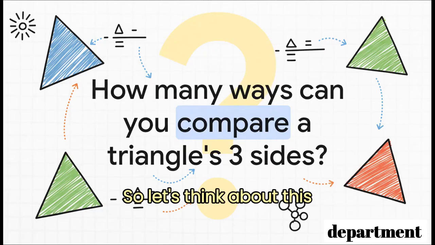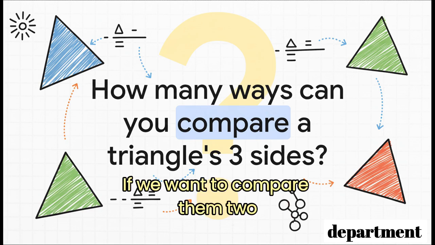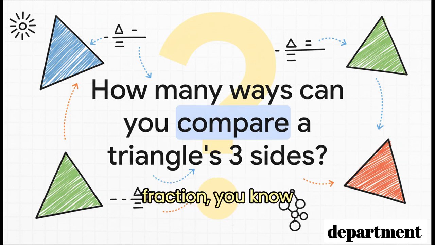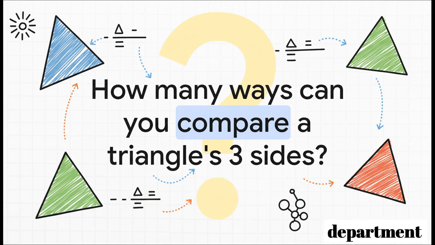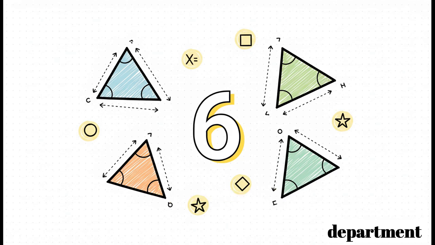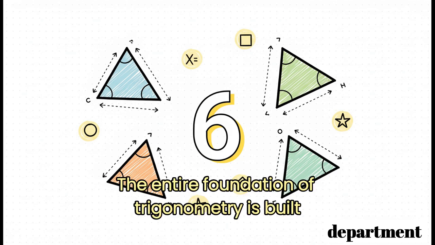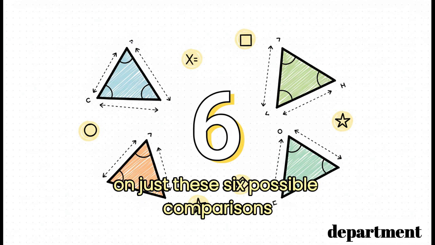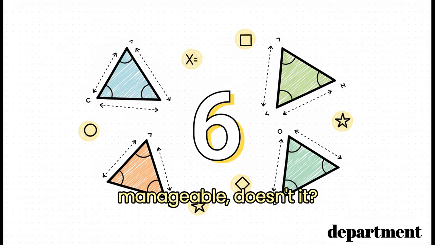So let's think about this. A triangle has three sides, right? If we want to compare them two at a time by making a fraction, a ratio, how many different unique combinations can we actually make? Just 6. That's it. Not 100, not an infinite list of formulas to memorize. The entire foundation of trigonometry is built on just these 6 possible comparisons. See? Suddenly it feels a lot more manageable, doesn't it?